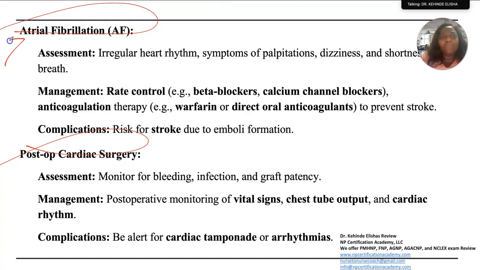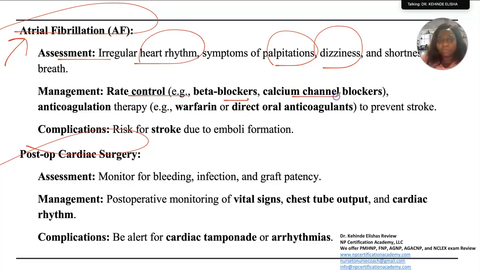Now, let's talk about atrial fibrillation. Assessment. You want to assess for what? Heart rhythm, symptoms of palpitations. Are they dizzy? Are they having shortness of breath? So how do you manage somebody with AFib? Definitely you want to control the rate with beta blockers, calcium channel blockers. You want to do anticoagulation therapy.